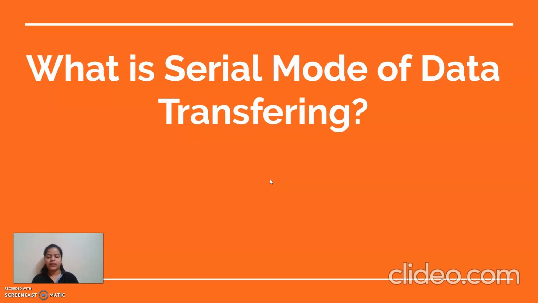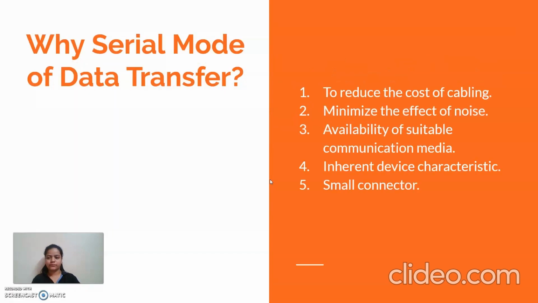It requires only one communication line rather than n lines to transmit data from sender to receiver. Thus, all the bits of data are transmitted on a single line in serial fashion. In serial transmission, one single bit is sent with each clock pulse.